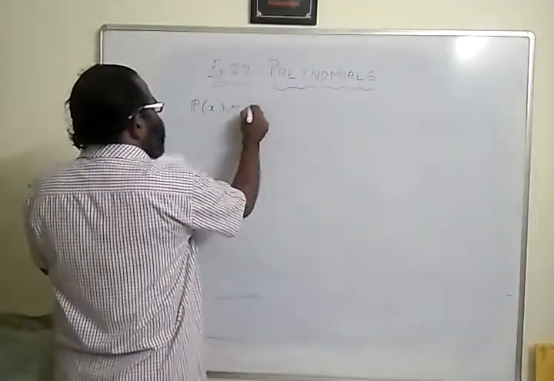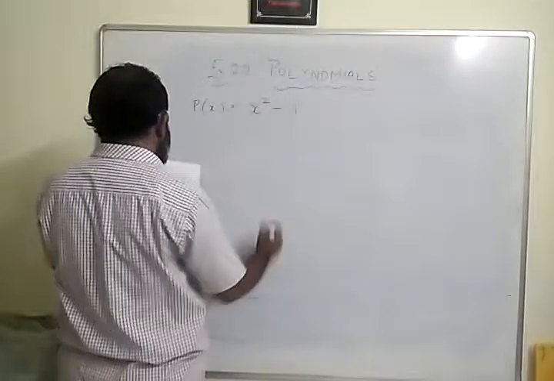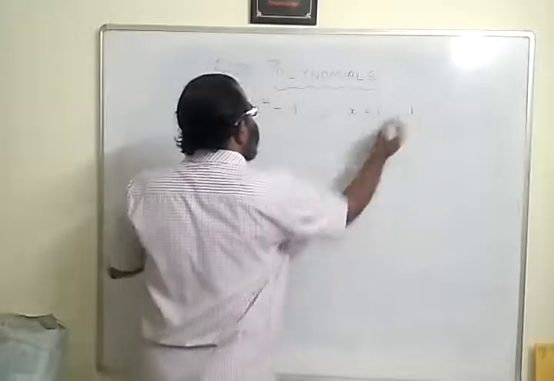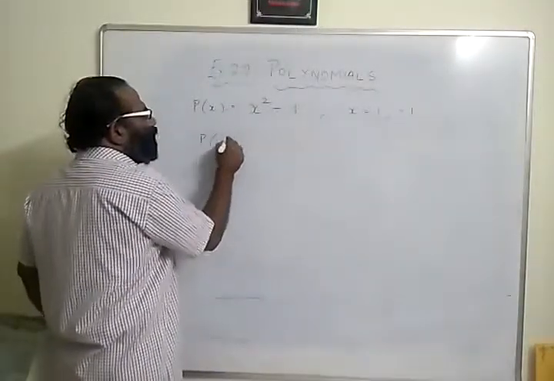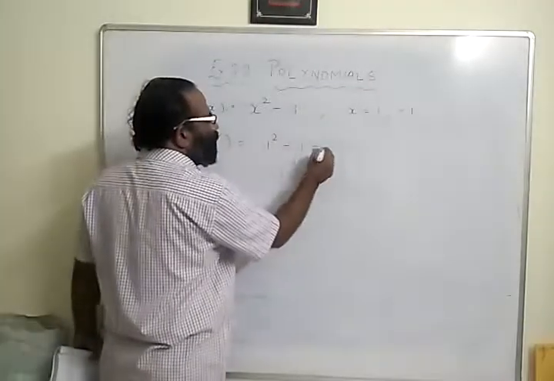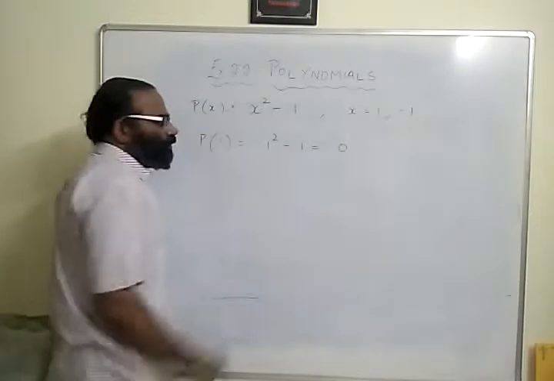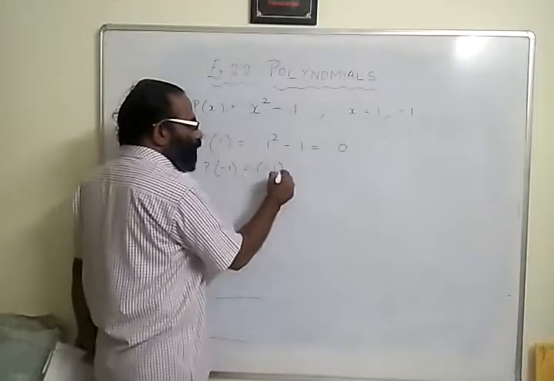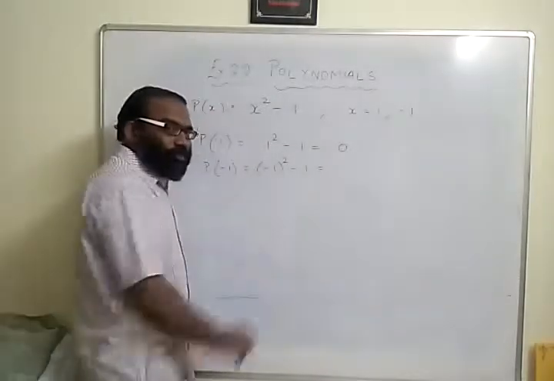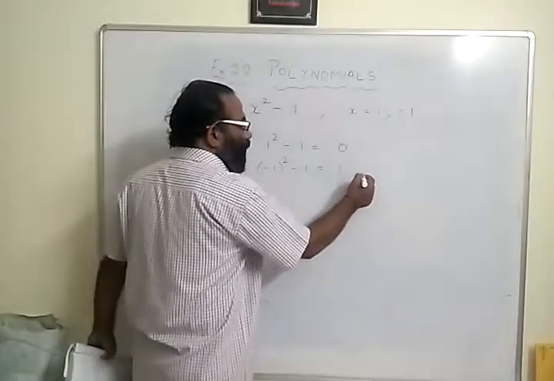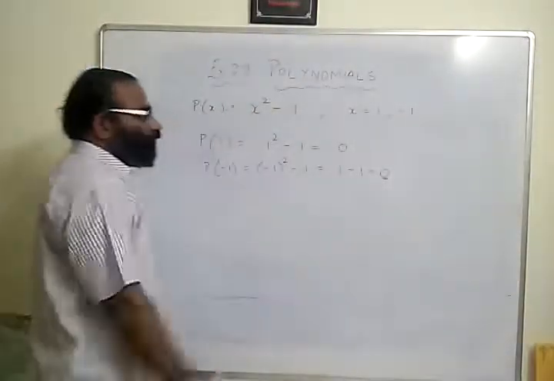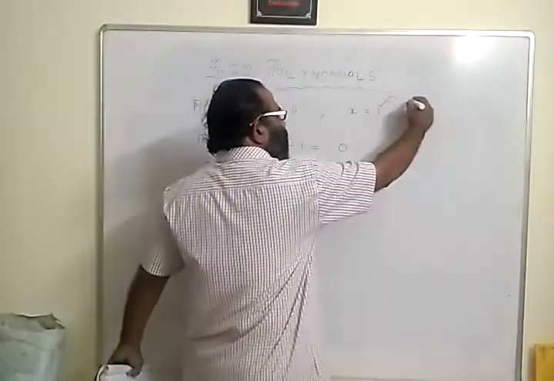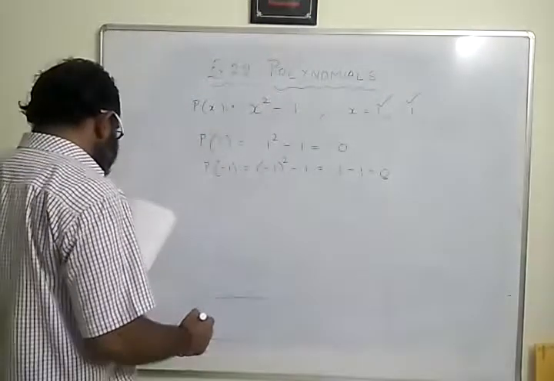Now the third one is P of x is x squared minus 1, and there have been two values given, x is equal to 1 and minus 1. So let's try both. So P of 1 equals 1 squared minus 1, which is equal to 0. 1 squared is 1, so 1 minus 1 is 0. So P of minus 1, this is minus 1 whole squared minus 1. Minus 1 the whole squared is 1. So 1 minus 1 equals 0. Therefore, both 1 and minus 1 are zeros of the polynomial. So both are zeros.